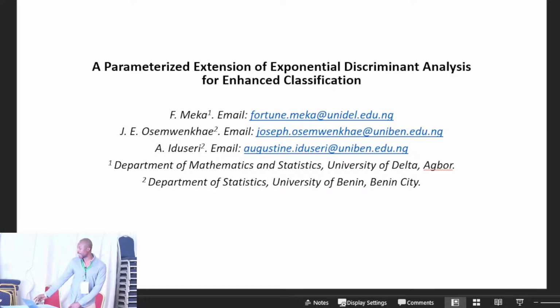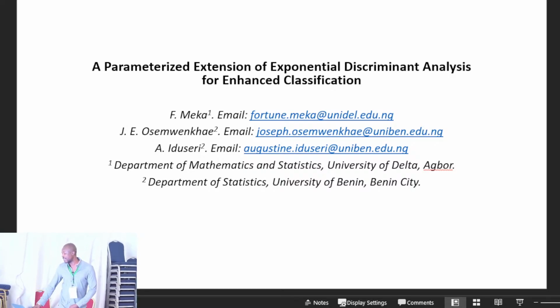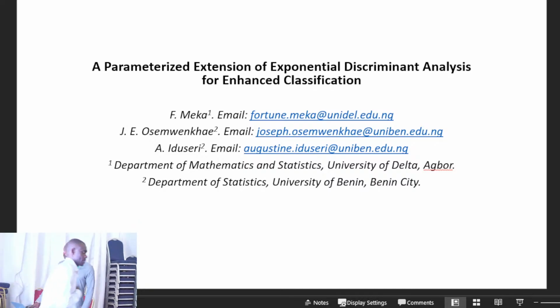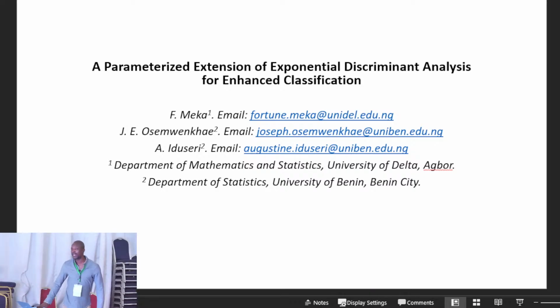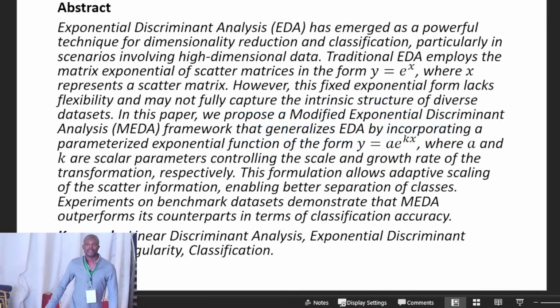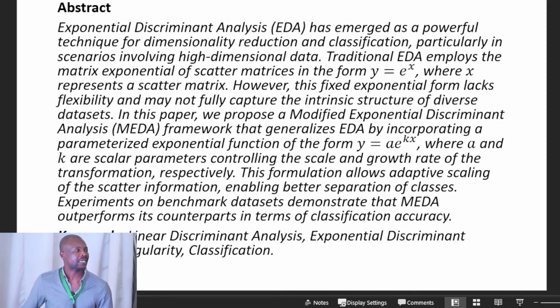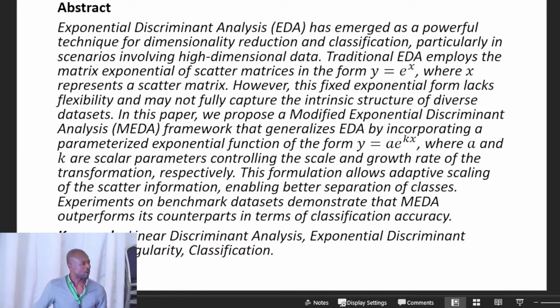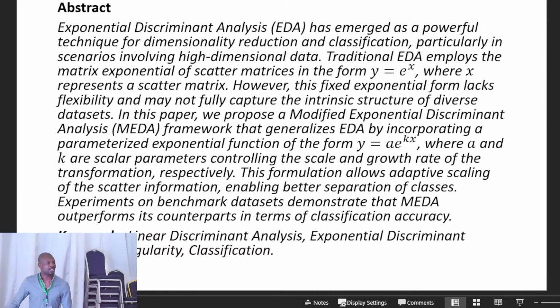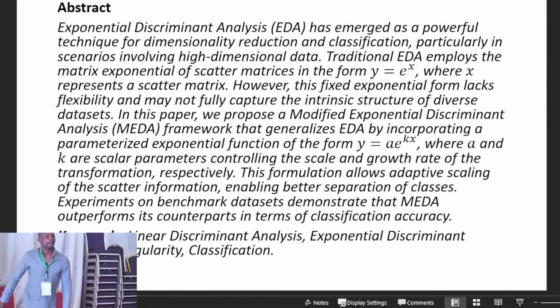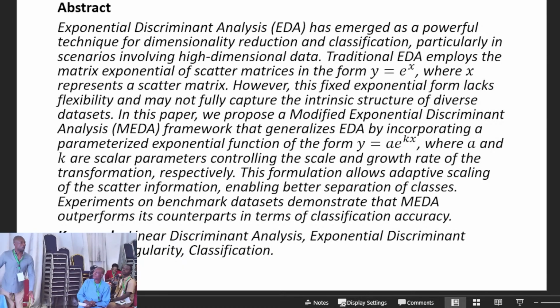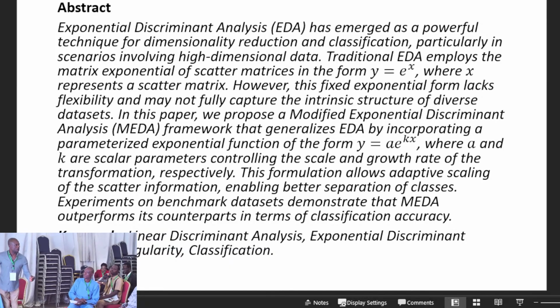Exponential discriminant analysis has emerged as a powerful technique in scenarios involving high dimensional data. The traditional exponential discriminant analysis is an extension of the linear discriminant analysis. It leverages the exponential function to bypass what we call the singularity problem in some data types.